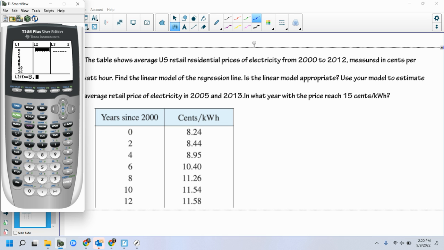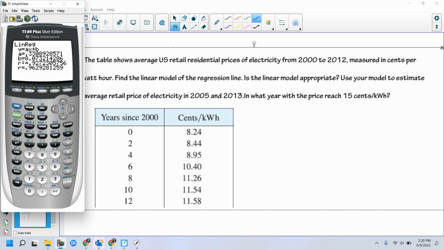Okay, 8.24, 8.44, 8.95, 10.4, 11.26. Better check 8.24, 8.44, 8.95, 10.4, 11. I got nobody to stop me here if I punch something in wrong. Okay. So here's my linear model. I go stat calc 4.